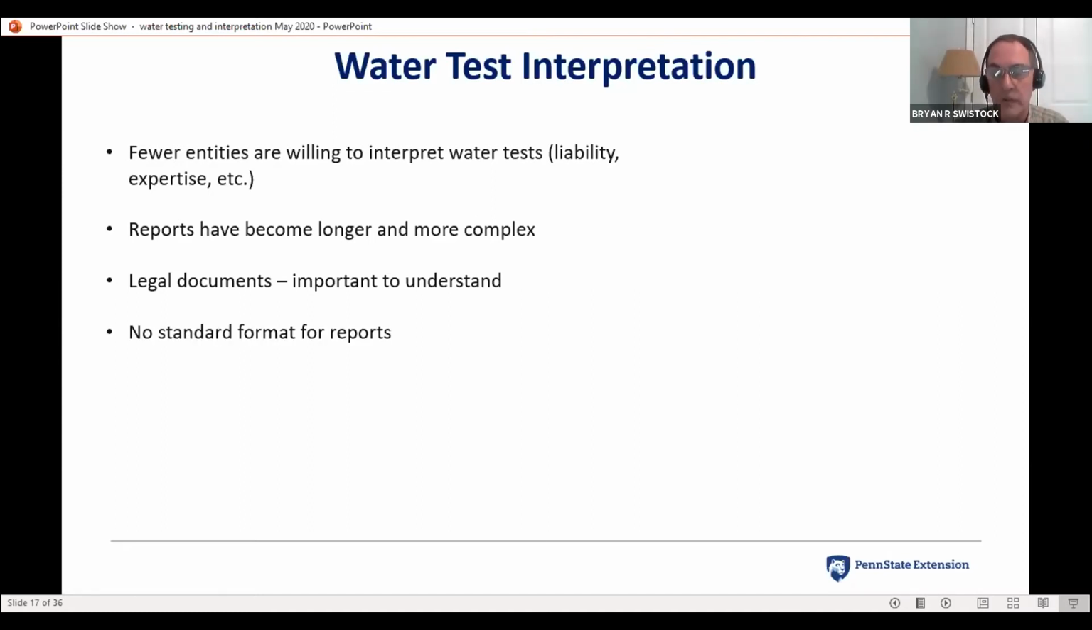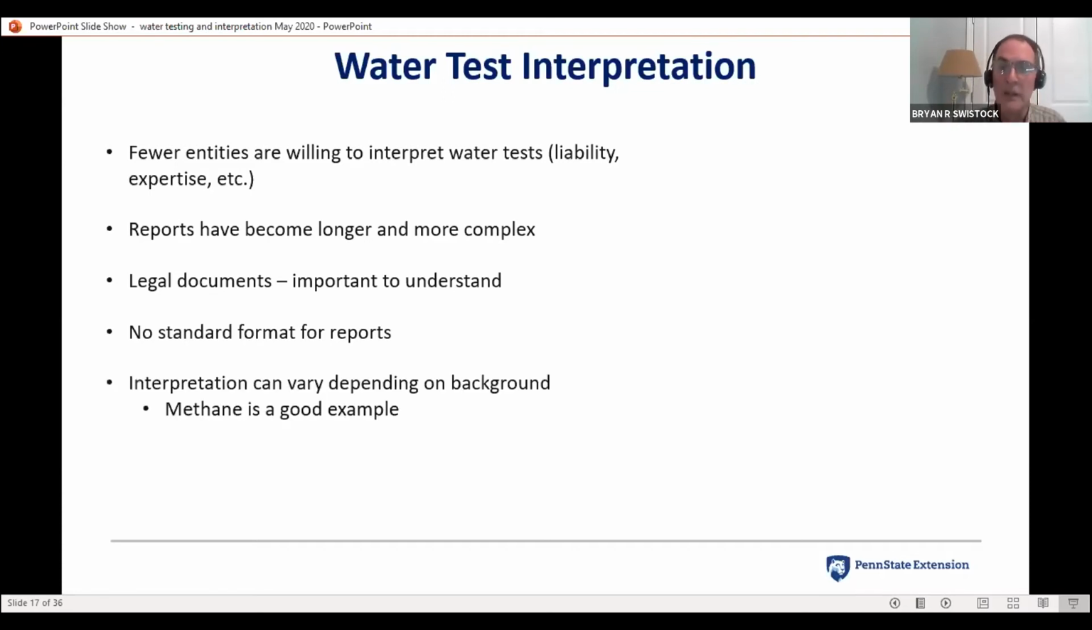There is no standard format, at least here in Pennsylvania. I don't know if that's true in every state, but we have no standard format for water test reports, which leads to a lot of complications. Different labs present things differently, even though they may have all the same basic components. They put them in different order, in different places. They call them different things, and that can become challenging.